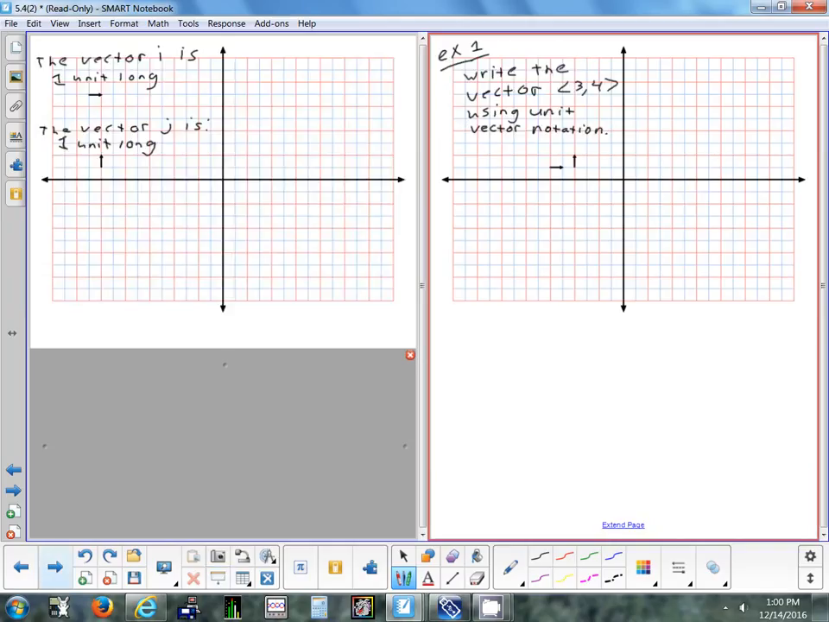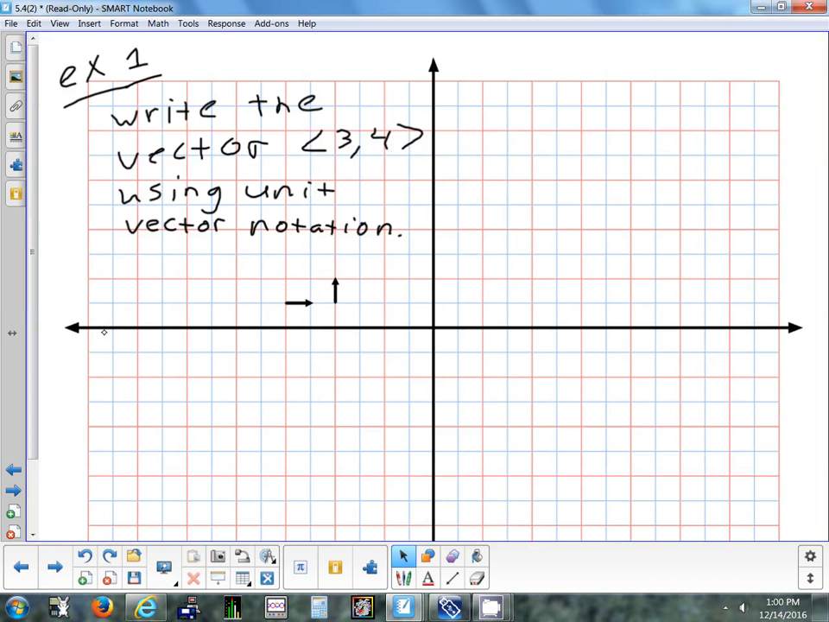So what I want to do is build the vector 3, 4 using i's and j's. I'm going to make what's on the right a little bigger, and I'm going to draw it as a position vector, which means I'm going to start at the origin. And from this point, to get to the terminal point, am I going to go left or right?